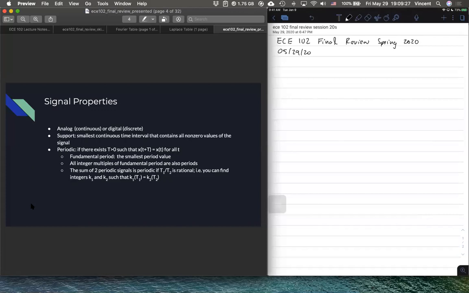Okay, so now let's just talk about some signal properties. Signals can be either analog or digital. In this class, we mostly talk about analog. And then near the end, you might talk about the sampling theorem, which bridges the gap between analog and digital signals.